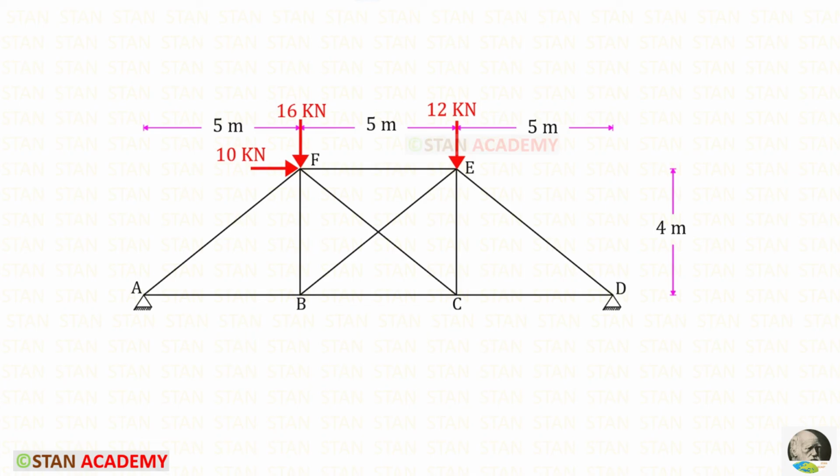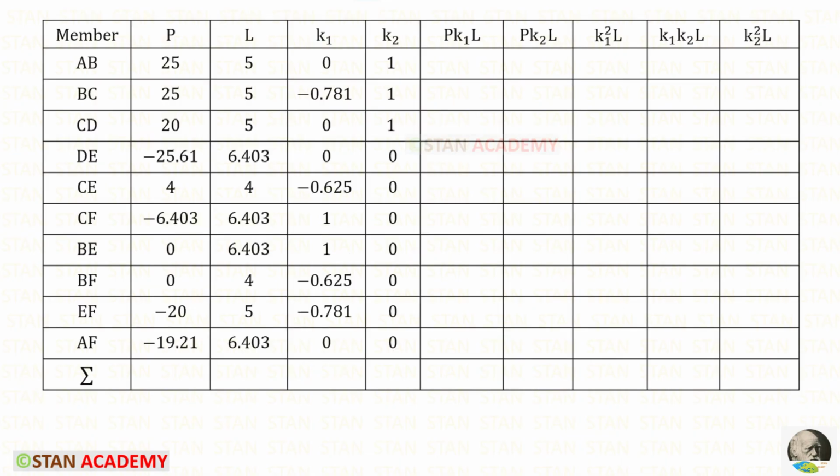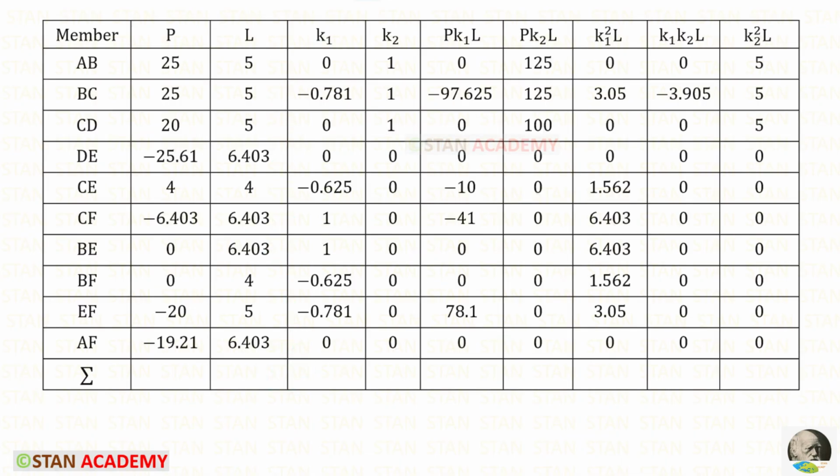We can find the lengths of AF, BE, FC, and ED using the Pythagoras theorem. That is root of 5 square plus 4 square. We will get 6.403 meter. Let us enter all of the lengths. Then we can find pk1l, pk2l, k1 square l, k1 k2l, and k2 square l. Then we need to find the summation of these 5.